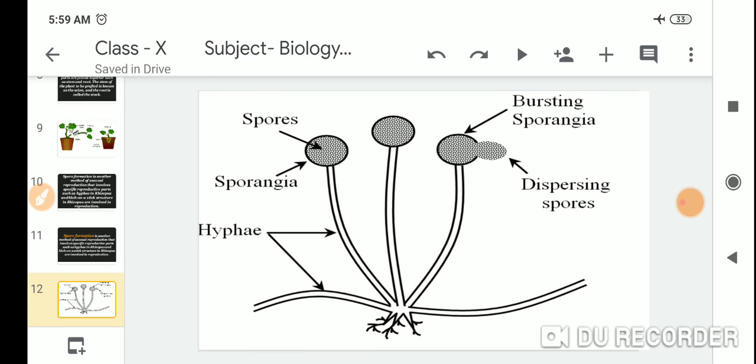So dear students, look at this picture. This is spore formation. The spores are in a smaller part called the sporangium, with hyphae. The bursting sporangium disperses the spores.